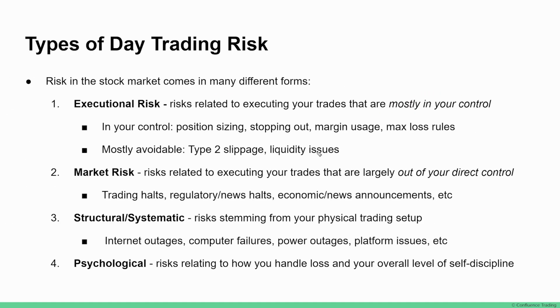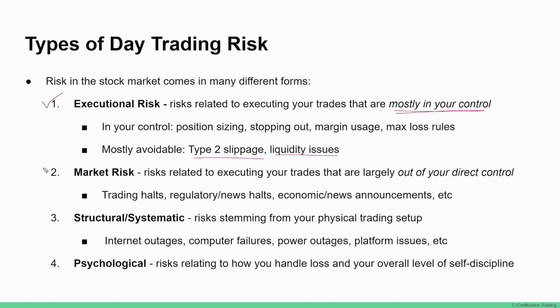All right, so now let's get an overview of the 4 major types of risk that you'll face as a day trader. The first of these is executional risk. Executional risk is mostly in your control and it's related to how you actually execute your trades. We talked about things like type 2 slippage and liquidity issues that are avoidable but not really in your control in the last lesson. Today we're going to be focused on things like position sizing, stopping out, whether or not you use margin. And all of that, again, is basically in your control.